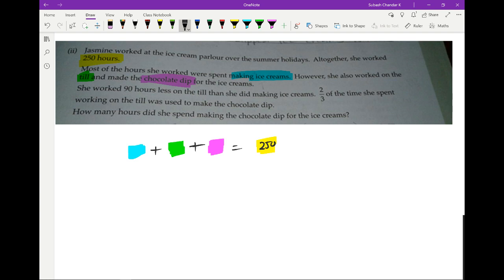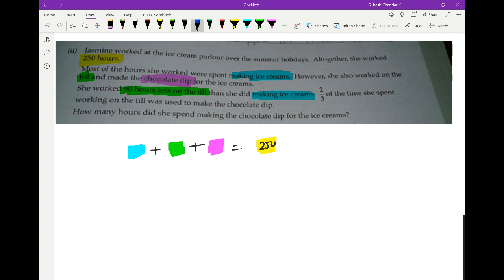Let's just keep going. So what do we got here? The first thing is that it says she works 90 hours less on the till than she did making ice cream. So this is the making ice cream part, and on the till she works 90 hours less. That's the first thing I'm going to do here.